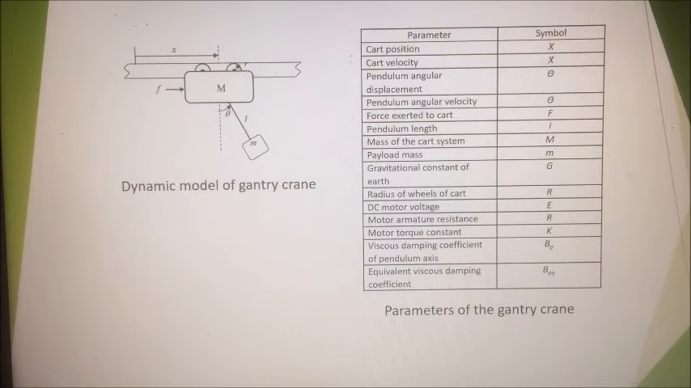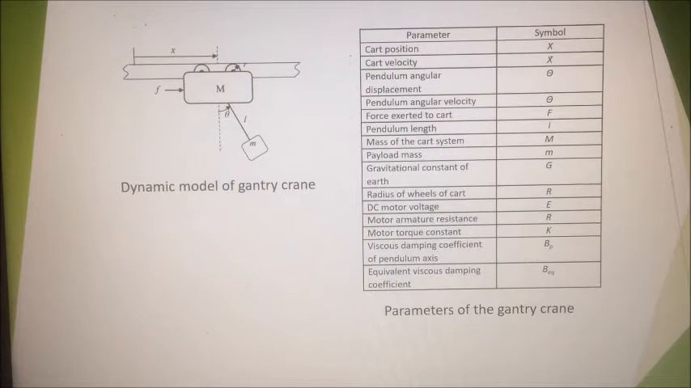So now I am going to explain to you all about the model presentation of the gantry crane system. The image on the left is showing the dynamic model of the gantry crane system, which consists of a cart moving in the horizontal direction, while a massless pendulum is connected to the cart and hoists the payload. The table on the right contains the parameters of the gantry crane.